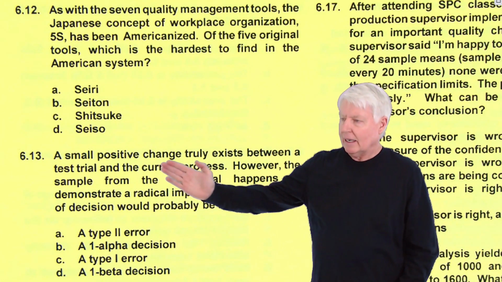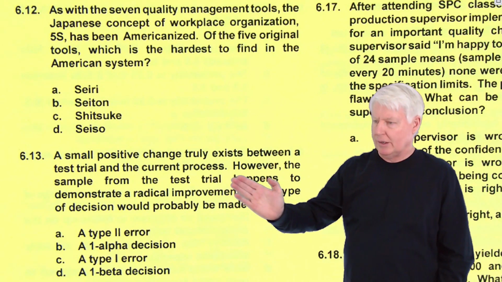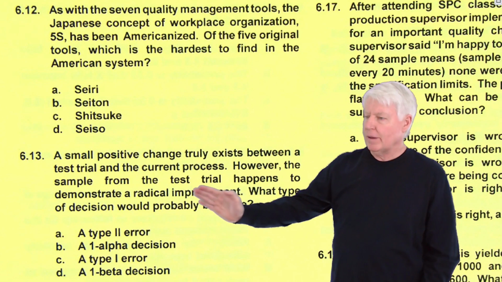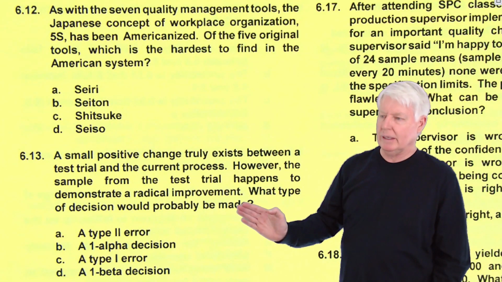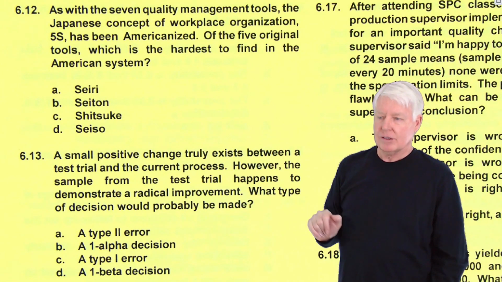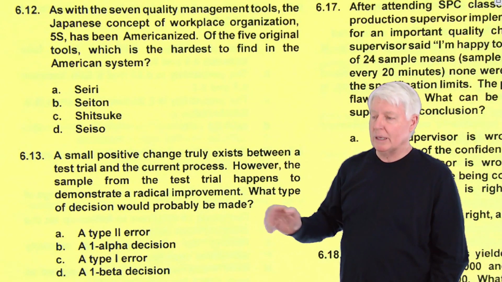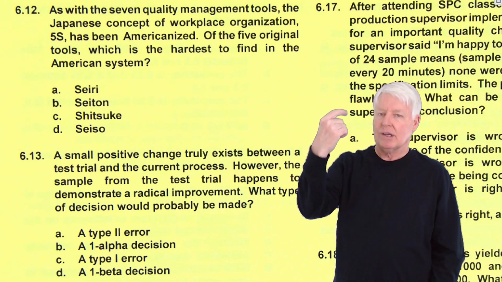So I'm going to read it again. A small positive change truly exists between a test trial and the current process. Okay, so it is statistically significant. However, the sample from the test trial happens to demonstrate a radical improvement. Doesn't matter. It was different, and the test said it was different. So it was a correct action. What type of decision would probably be made? Well, first of all, it is a correct decision because something did change.